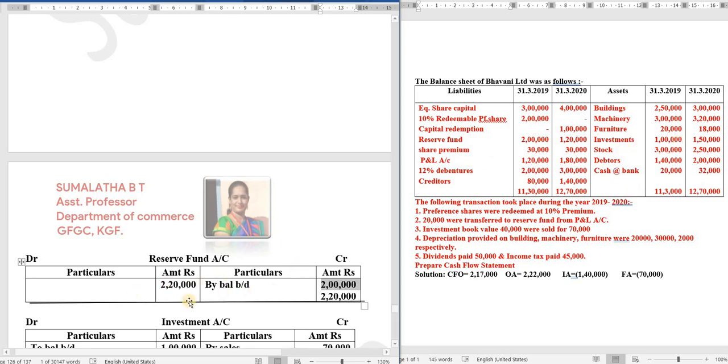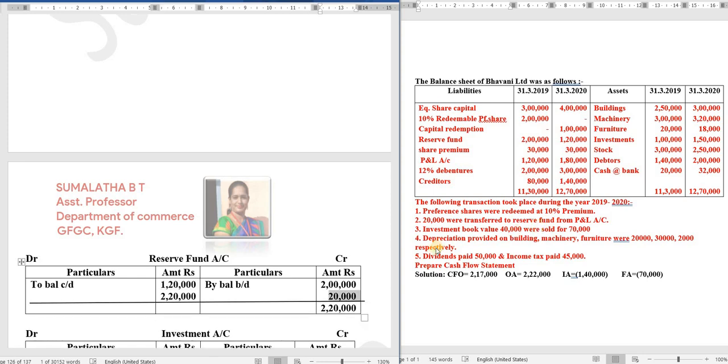Please note, the question is here, I am solving here. Opening balance is 2 lakh, closing balance is 1 lakh 20. Do record that. And then they have told 20,000 were transferred to reserve fund account, right? It is transferred from the P&L account to the reserve fund account. How much? 20,000. Now take the total. You have total 2 lakh 20, 2 lakh 20 minus 1 lakh 20, you have 1 lakh.